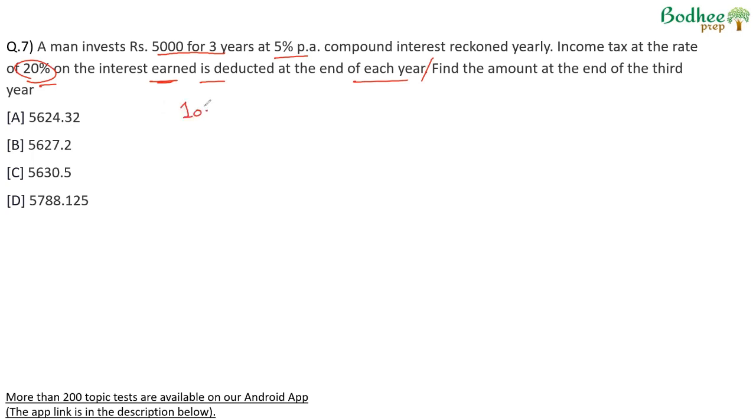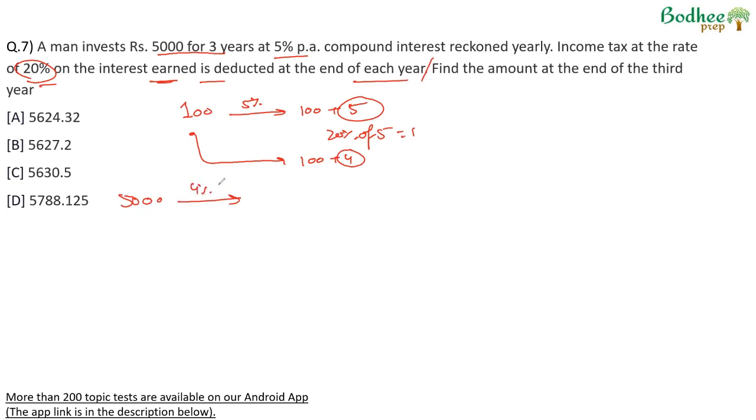Suppose we start with 100 rupees as the principal. We will get 5% as interest, and therefore the amount becomes 100 plus 5. Now, 20% will be deducted on the interest. 20% of 5 will be 1 rupee that is deducted. So the net amount will be 100 plus 4. So basically on 100 rupees you'll get 4% interest, because 20% of 5% will be deducted. So on this 5,000 rupees, we get a net increase of 4% in year one. This amount again increases by 4% in year two, which further increases by 4% in year three.